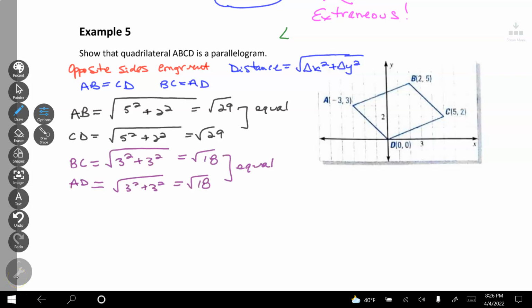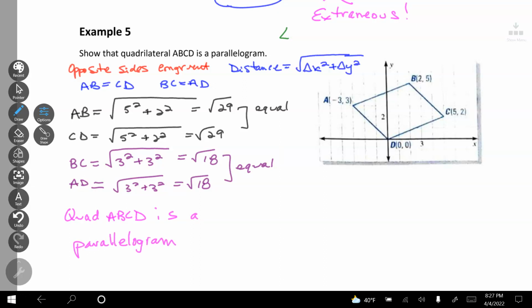Now for BC, the change in x is 3, the change in y is 3. So 3 squared plus 3 squared, I get the square root of 18 is the length of BC. And I get exactly the same when I do the length of AD. So BC and AD are congruent. That means I have AB equals CD, BC equals AD. That means quadrilateral ABCD is a parallelogram.